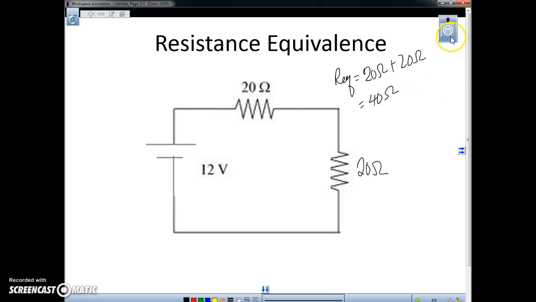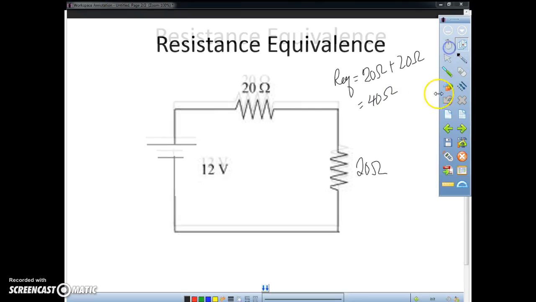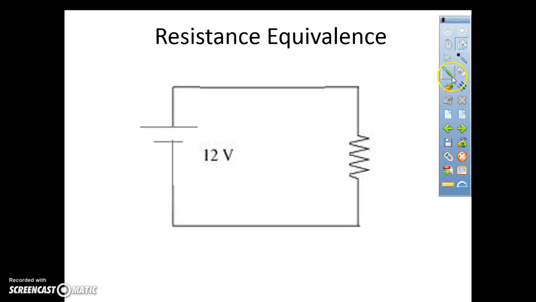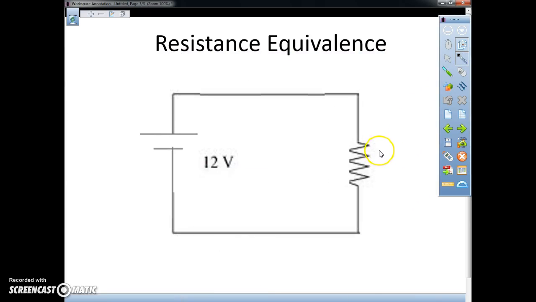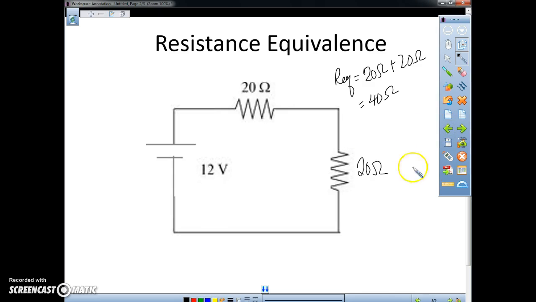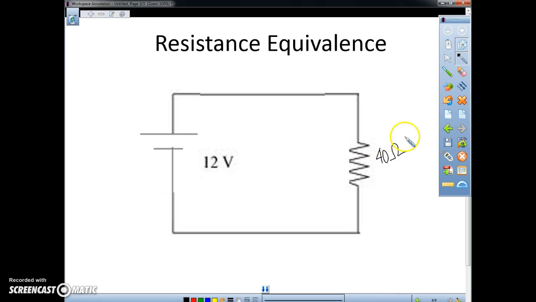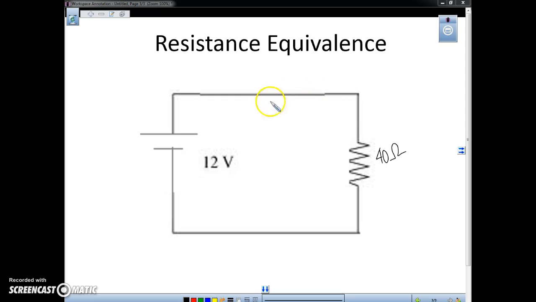So this circuit looks like this circuit, where this one we found was 40, right? Just want to double check. 20 plus 20 is 40. Yeah, I was right. It goes back to 40. So we found the resistance equivalence. We solved part A of the circuit: it is 40 ohms, just like that.